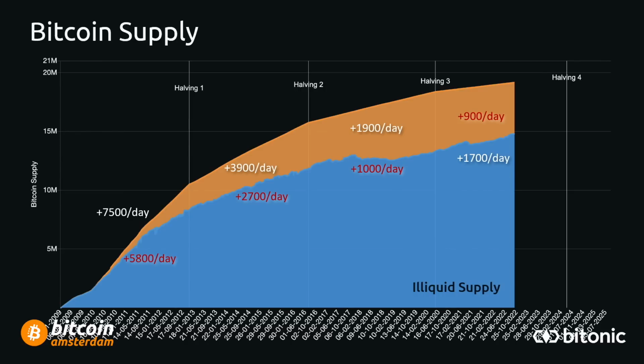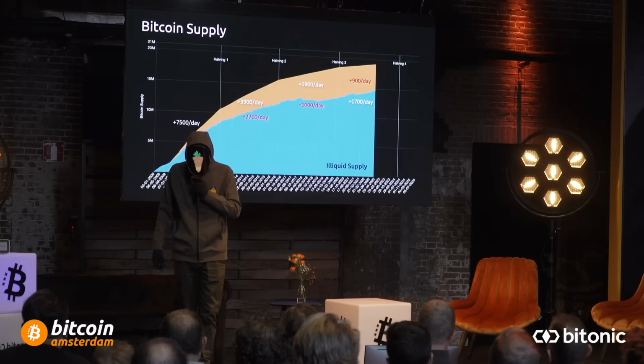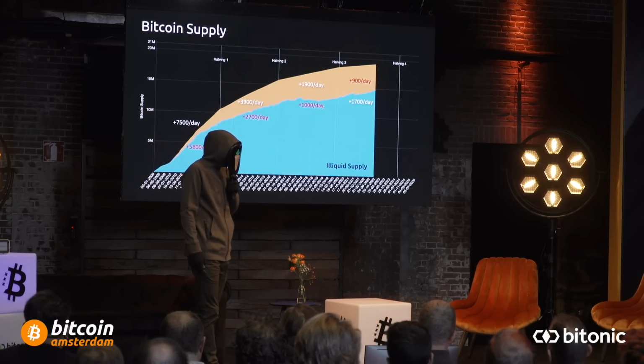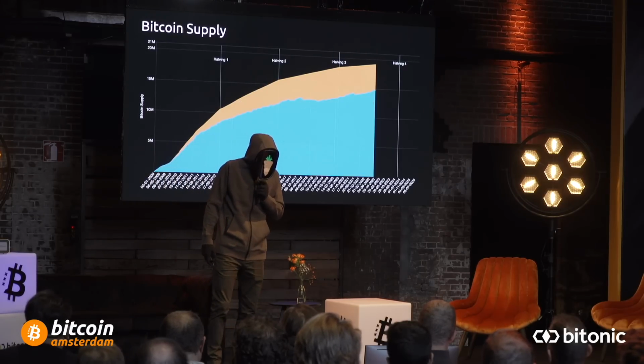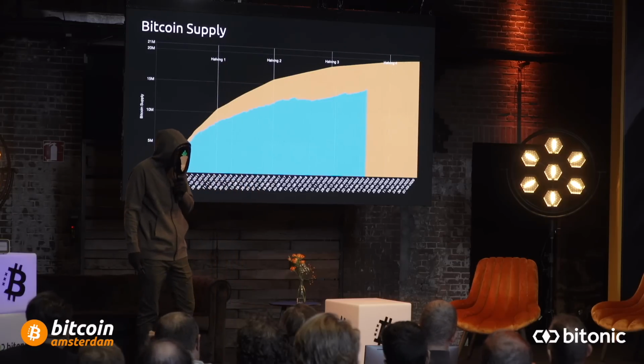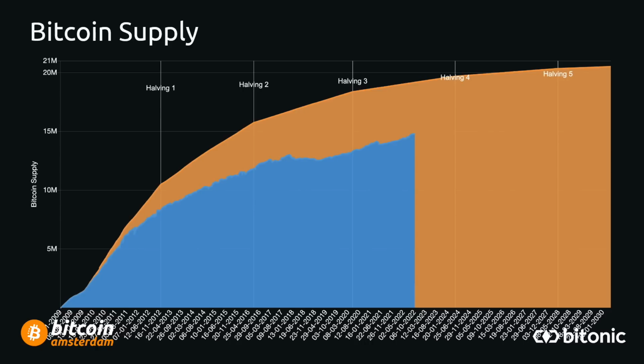Now, you could argue, well, haven't we seen that in the second halving as well? In the beginning there, after the second halving, you can see also this huge increase, and then it kind of flattens out. And the answer is yes, that could be. But let's zoom out a little bit, because with Bitcoin, we know the future supply schedule.